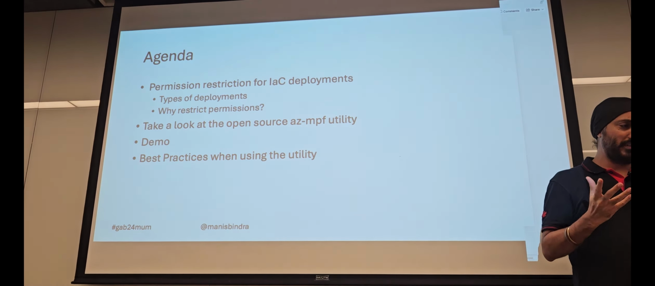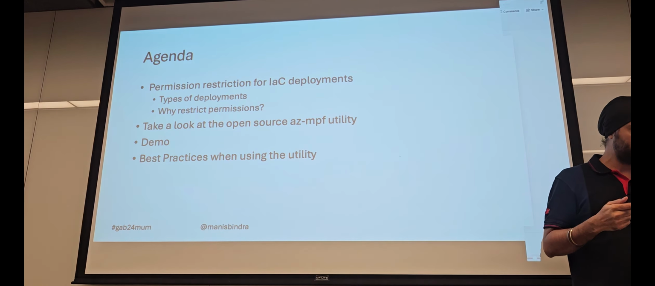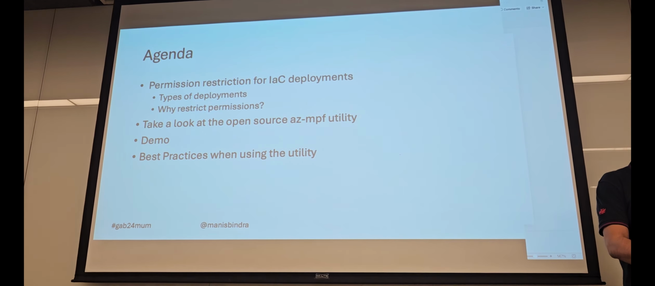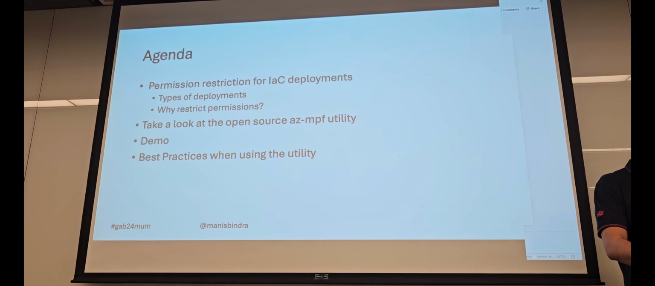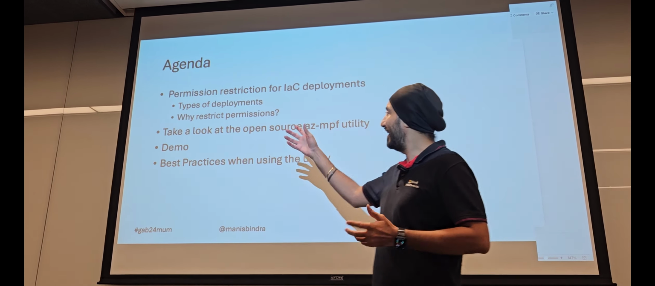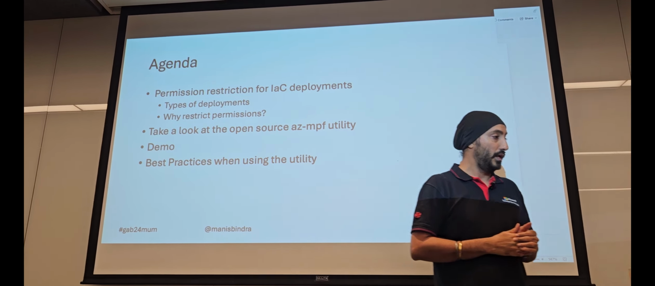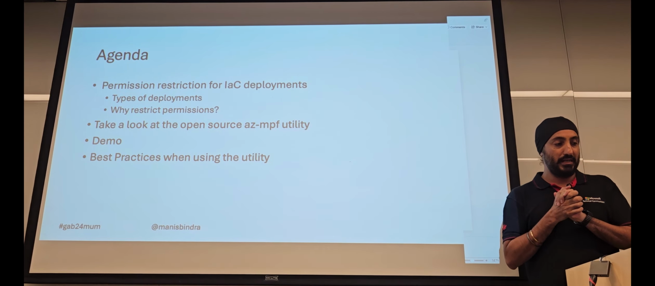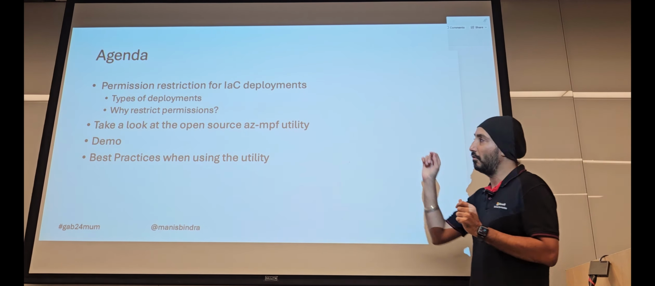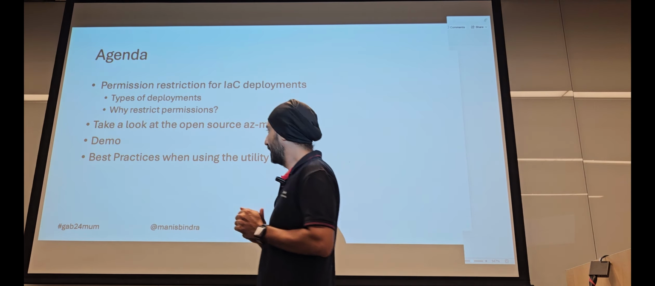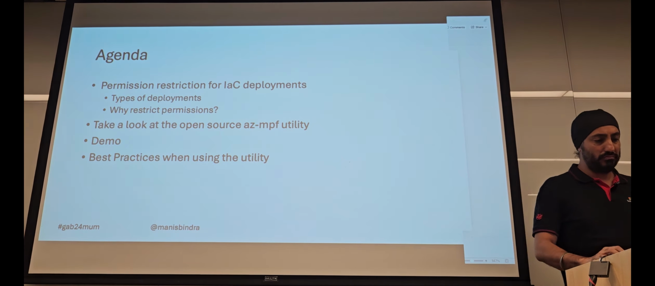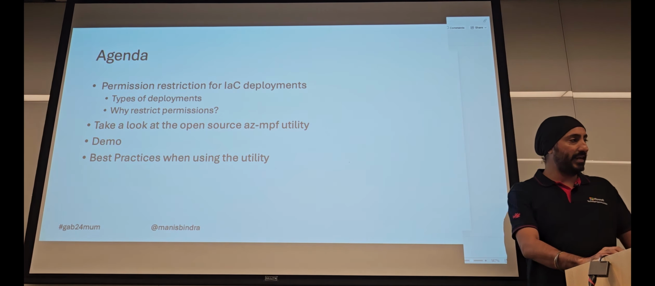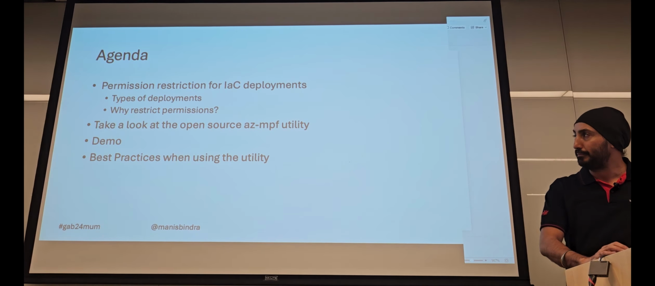So we look at the types of deployments, some of them are obvious, like what we discussed, but others Mr. Ora touched upon some of them. So we'll take a quick look at what other kinds of deployments might be, and then we'll understand why we need to restrict permissions. And then finally we'll look at how you can automate some of the parts of restricting permissions to make them easier. And then we look at a few demos with Bicep and some of the others. And then towards the end, we look at some of the best practices when you're using this utility.